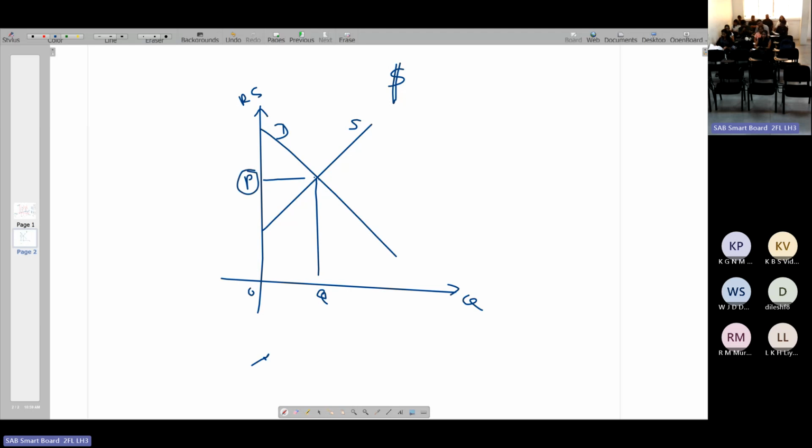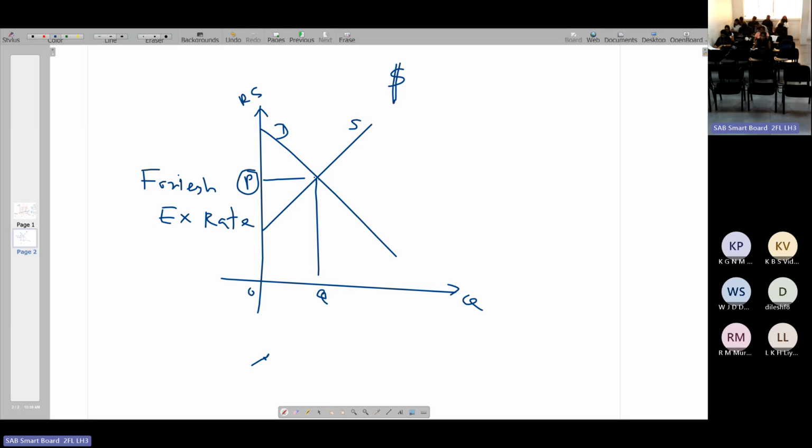This we call the foreign exchange rate. Then you can see by shifting down and up, by shifting up and down, you can decide whether the foreign exchange rate is going to increase.